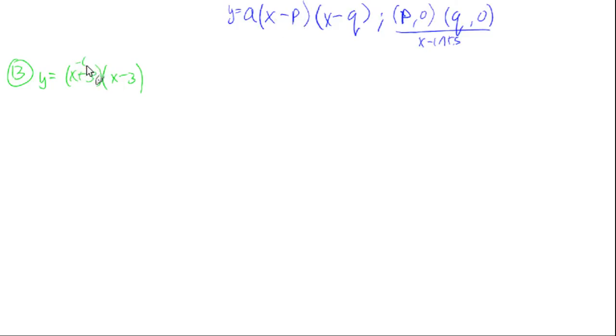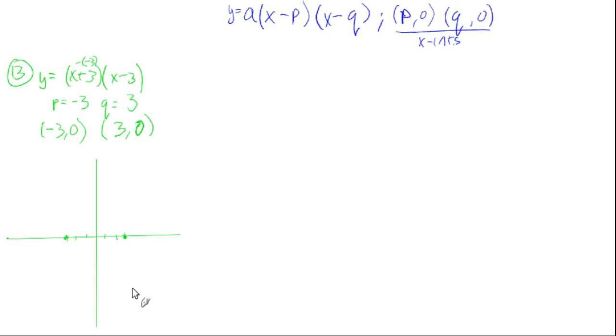And we're subtracting a negative 3 here. So in this case, p is negative 3, q is positive 3, right? X subtract 3. So we're going to find x-intercepts at negative 3 comma 0 and positive 3 comma 0. We'll graph this at 3 comma 0 and negative 3 comma 0. So those are 2 points on this graph.